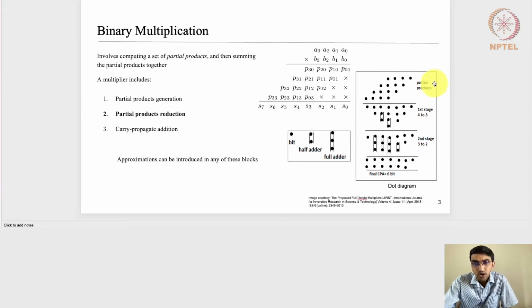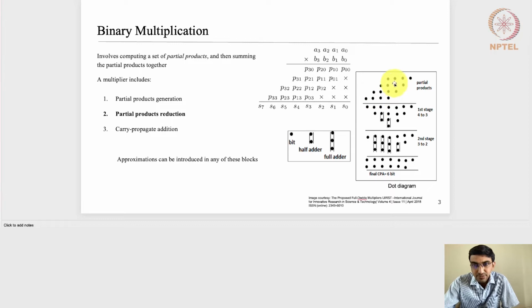So what we really want is, while we are adding it up and eventually getting the product results, to make the first stage. Here is the case: these are the partial products that have been generated. And in the first stage, we make this kind of an arrangement, right? So the first stage will get reduced. This is the first stage.